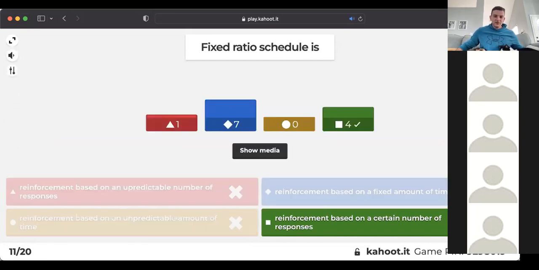All right, a fixed ratio schedule is reinforcement based on a certain number of responses. Okay, so there's 4 options here: fixed ratio, variable ratio, fixed interval, variable interval. You can tell which one is which. Certain number, that's going to be fixed. Ratio in this case is number of responses, number of trials. Anytime you see something about time, we're talking about fixed interval. Okay.